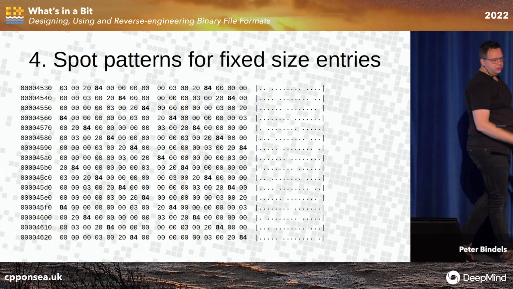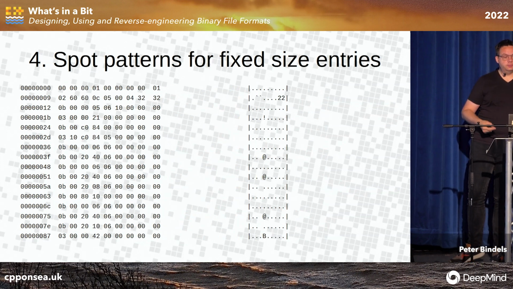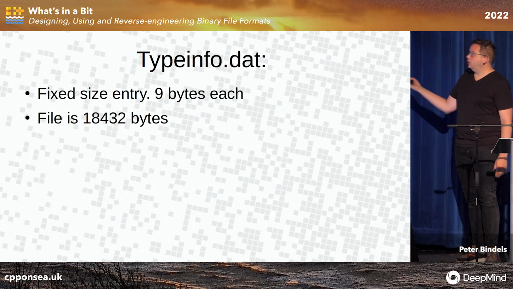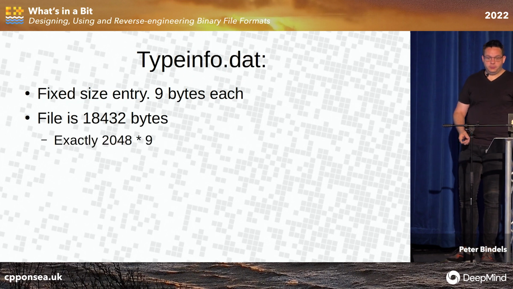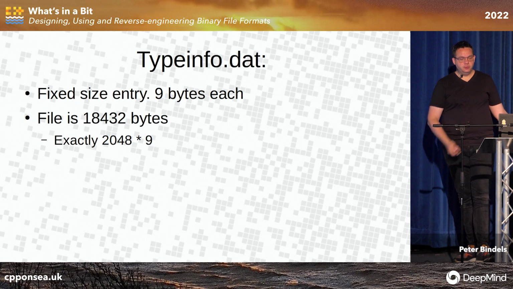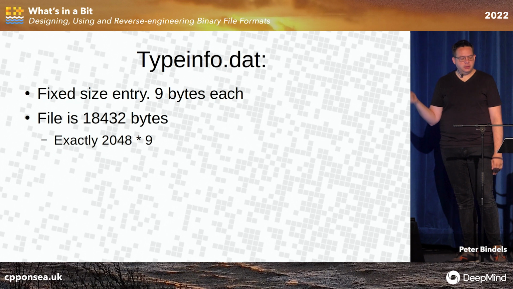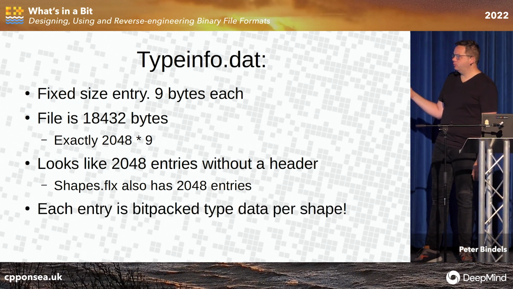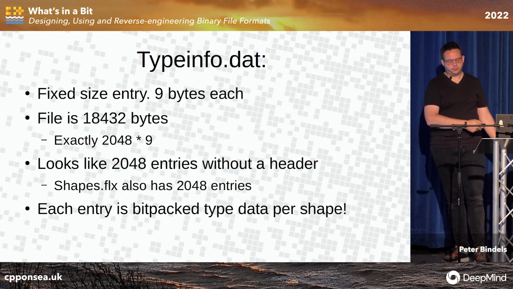Let's take the entire file and dump it with 9 bytes per line. And that looks like a lookup table. So we found a table of something. This is type info. We apparently have 9 bytes each. It's 18,432 bytes, so that's 2,048 times 9. We have something about types 2,048 times, and the shape file also has 2,048 entries. So we basically found the information describing how shapes are actually formatted in the 3D world.